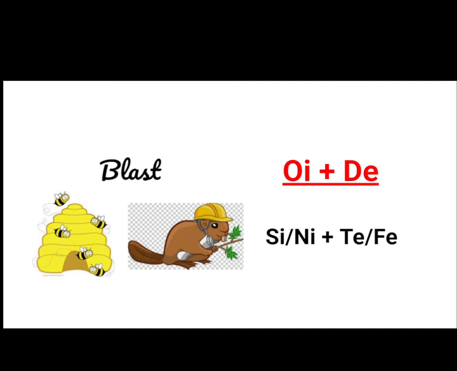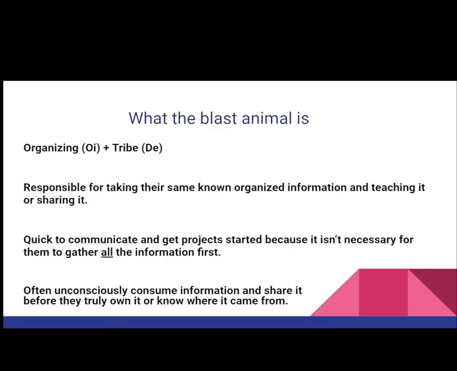So blast is organizing plus tribe if you're looking at the human needs, which is why I show these pictures here. The bees working together to build a bee colony that's organized, or the beaver that's building a dam to benefit the tribe. Yeah, so I also have it up here. It intersects the organizing human need with the tribe human need.